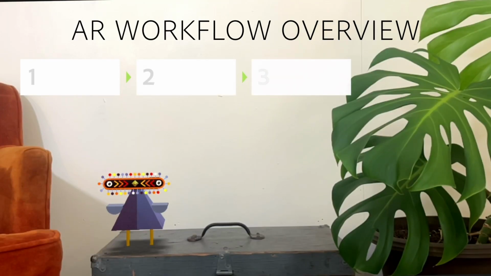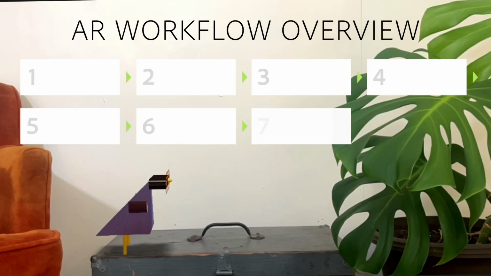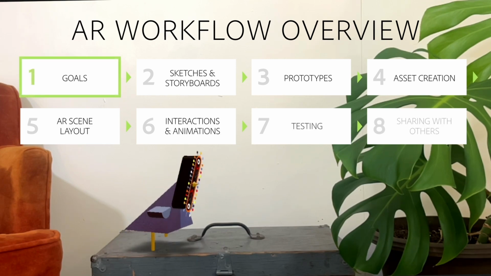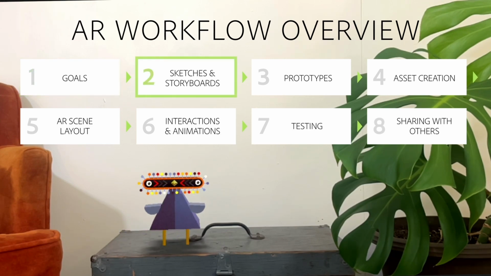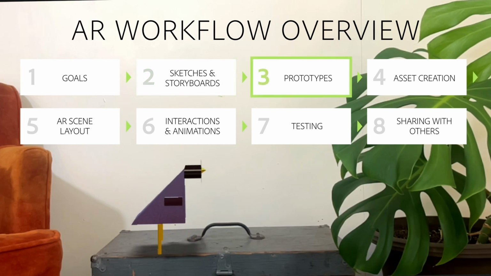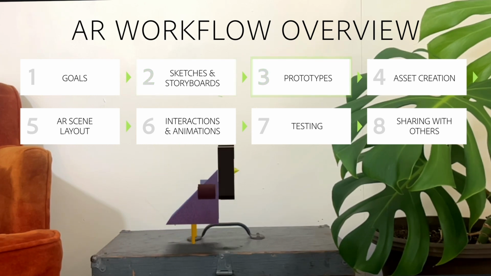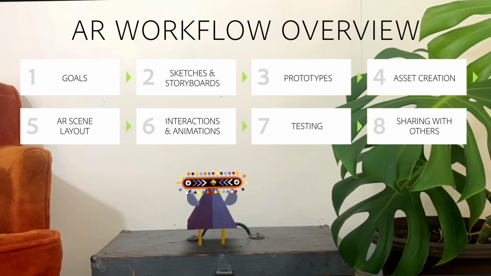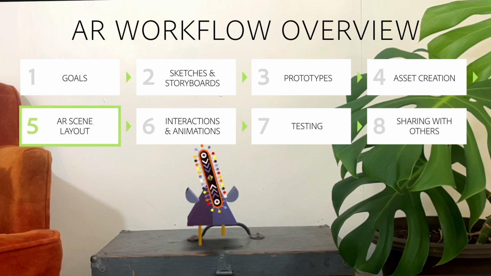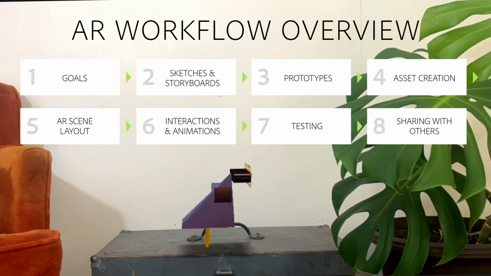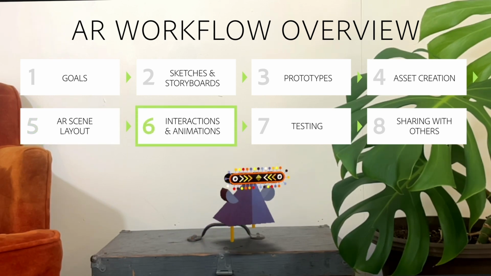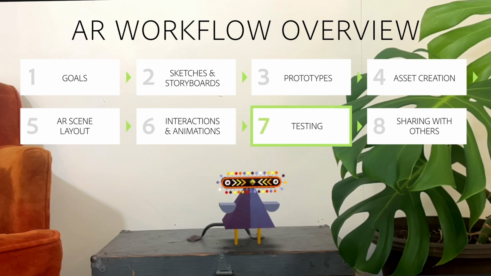This is an overview of my typical AR workflow. I start by setting up goals. Then I move on to sketching and storyboarding. Once my plan is in place, I create a prototype and then test it in physical space to make sure my plan will work. Next, I design and create my actual assets. I lay them out in 3D space using Adobe Aero. Then I add interactions and animations. Finally, I test everything to make sure it's working, and then it's time to share with others.